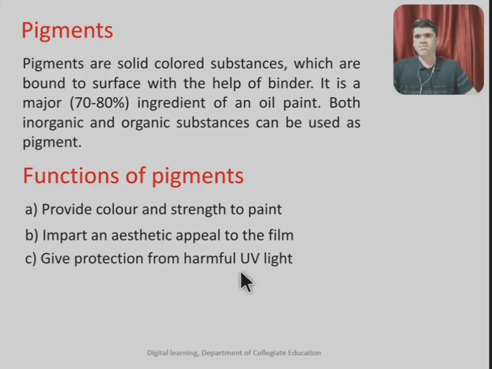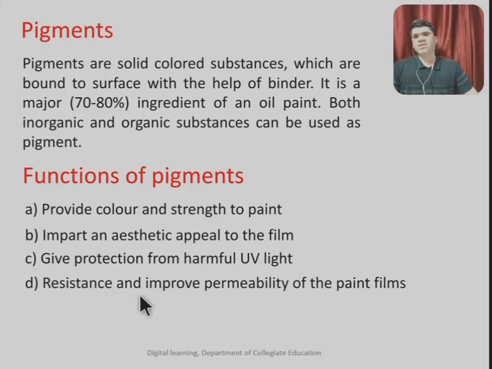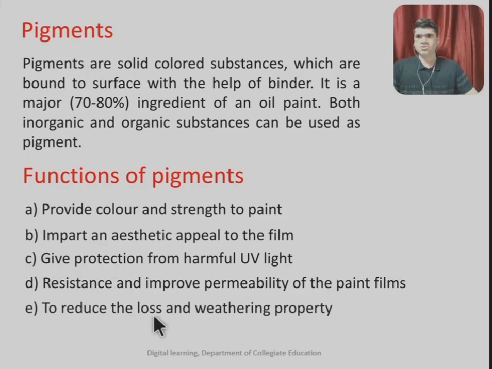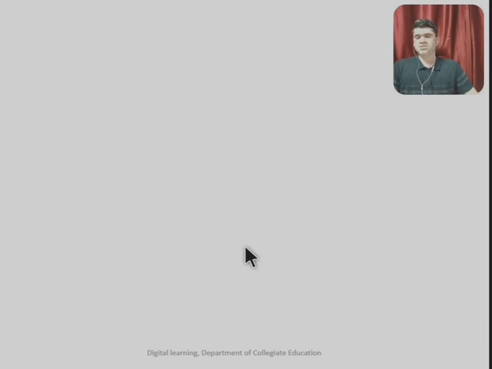give protection from harmful UV light. Since these pigments are opaque in nature, they protect from harmful UV light. They provide resistance and improve permeability of paint films. So resistance to corrosion, resistance from oxygen, contact between metal and oxygen, this can be achieved with the help of pigment. They also reduce loss and improve weathering property. So these were some of the properties of pigments.